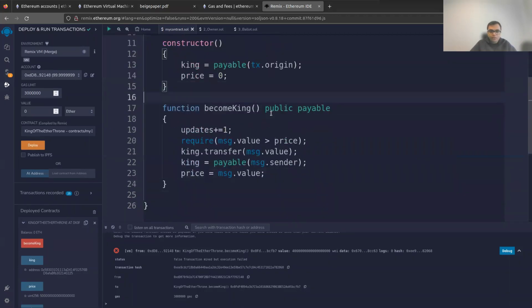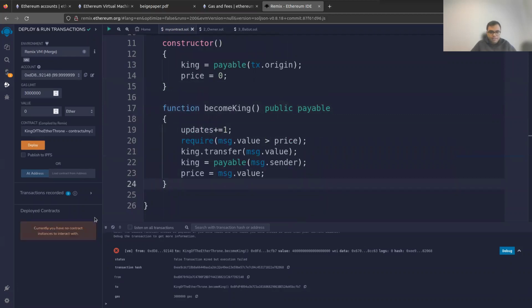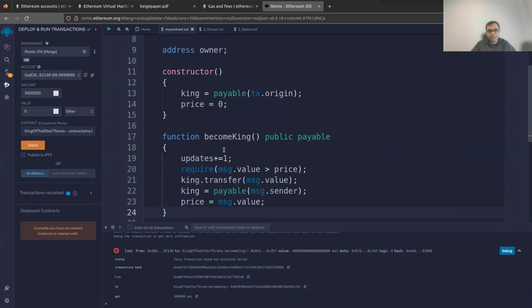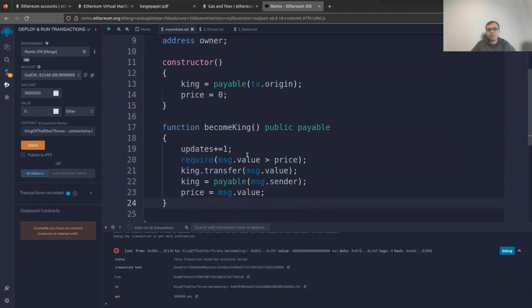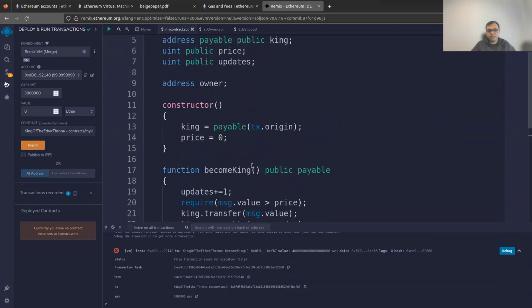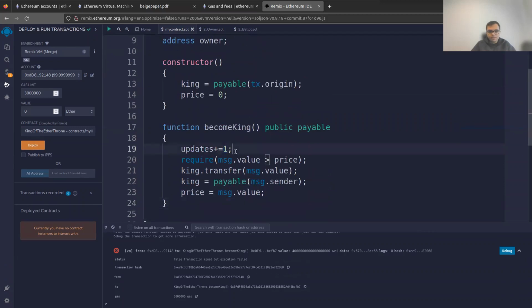I want to also show you another small thing here. Let's see what happens if this contract tries to pay out more than its balance. Okay. So this function, become king. What's happening here?